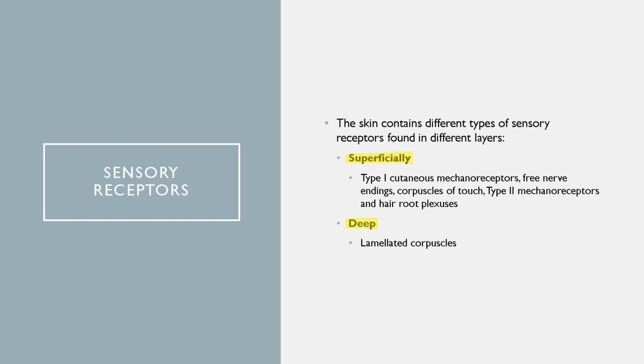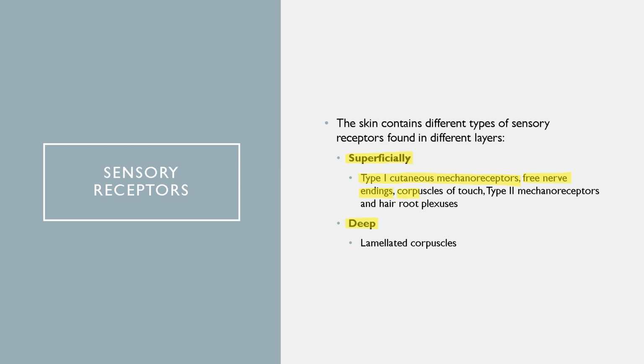Our superficially located sensory receptors are going to be found more in the middle to upper part of the dermis, whereas the deep sensory receptors are going to be found deep to all of them, kind of in the lower part of the dermis. So first off, we have these type 1 cutaneous mechanoreceptors. This is another name for those tactile discs that make contact with Merkel cells in the stratum basale. We have free nerve endings, which are also superficial sensory receptors. These are going to be dendrites that lack any apparent structural specialization.